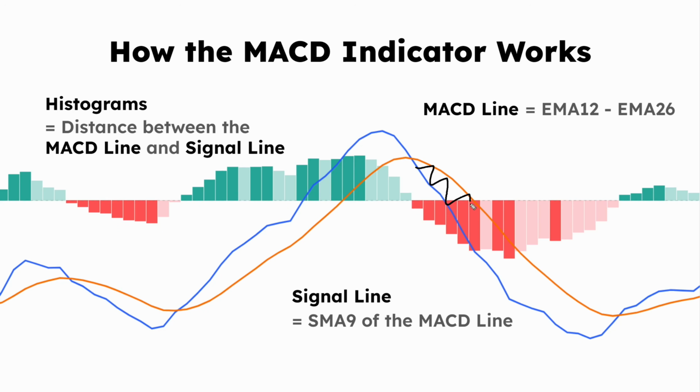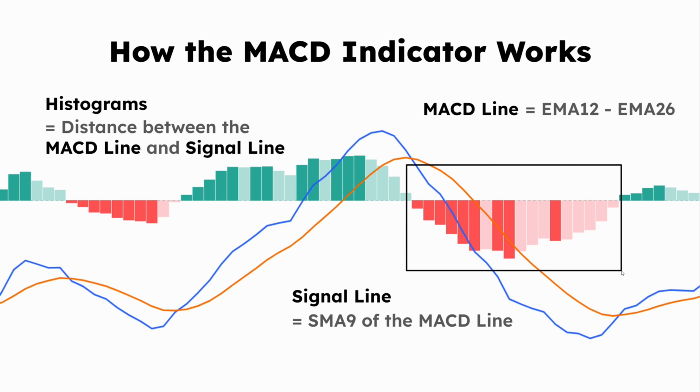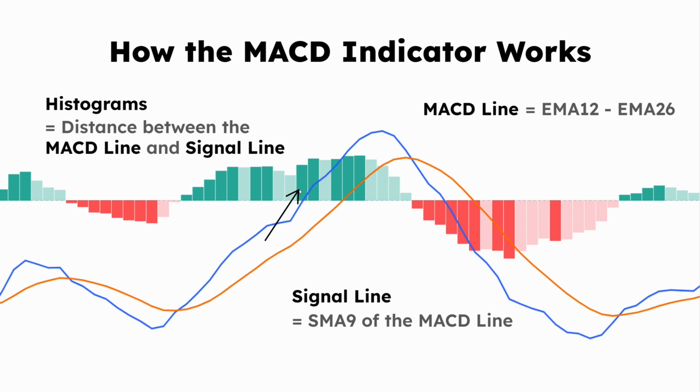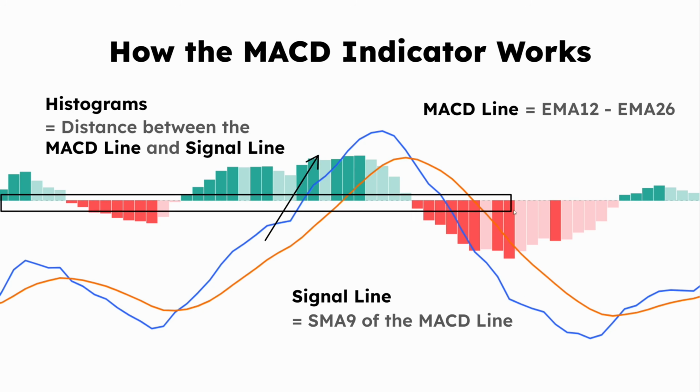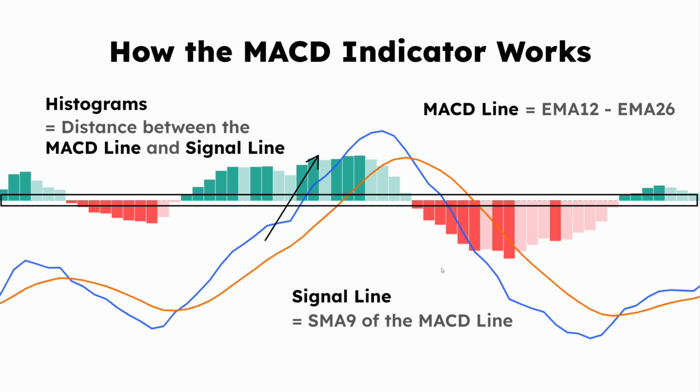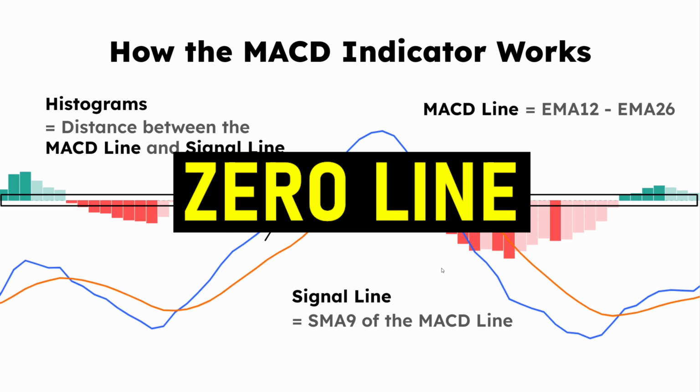Same thing is true right here. Once again, we have the MACD line below the signal line, and the distance creates this whole valley. But now, there's one thing we still haven't talked about, and this can be a bit more complicated. What does it mean when the blue line crosses the line here in the middle, or in other words, what we call the zero line?